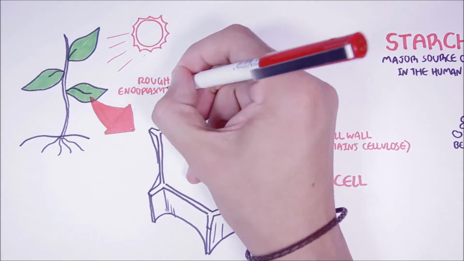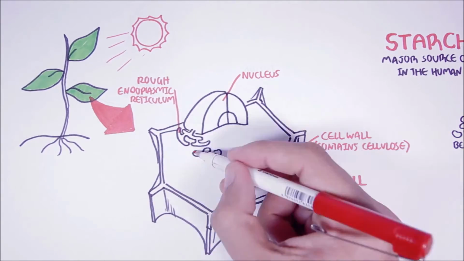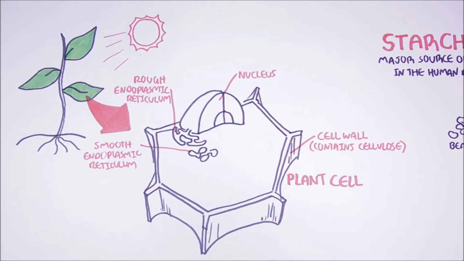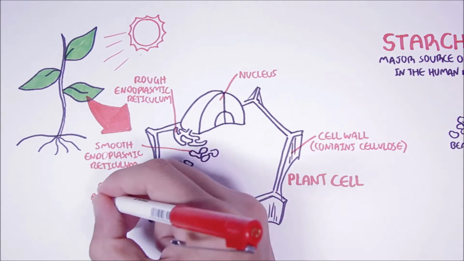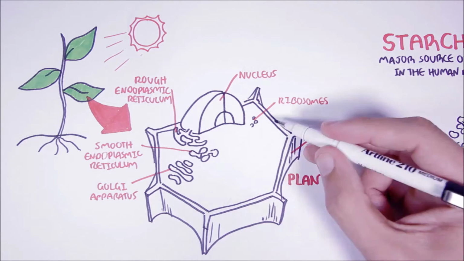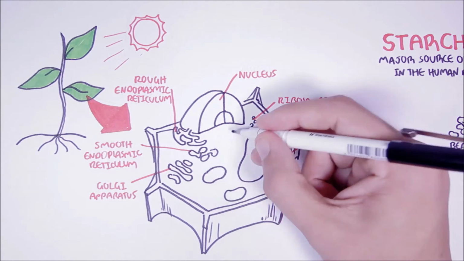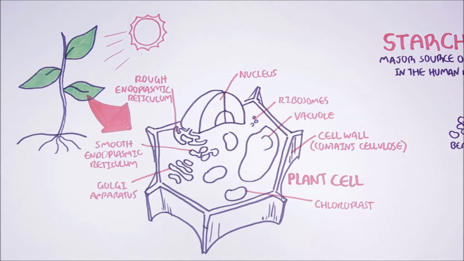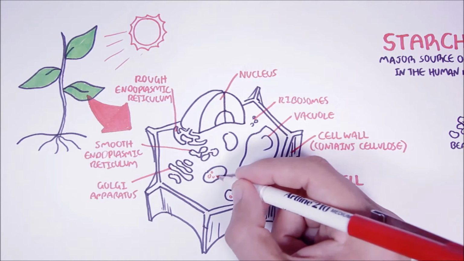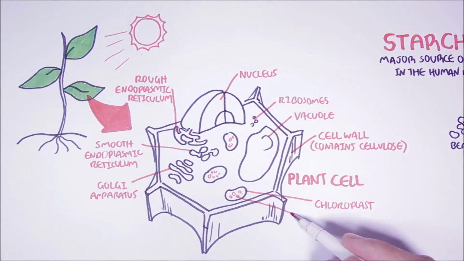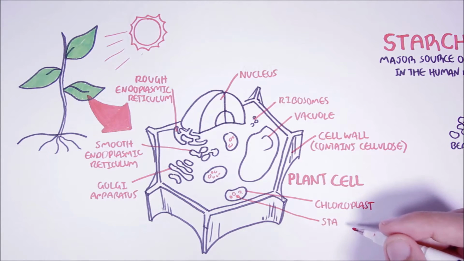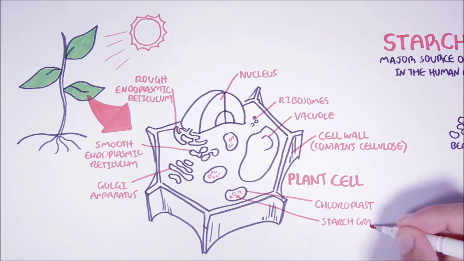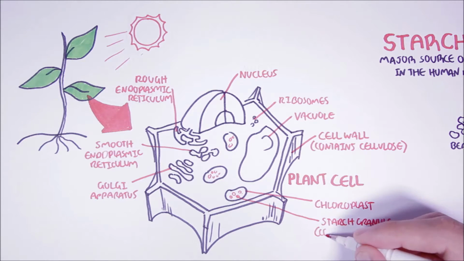Within the plant cell, we can also find the nucleus, the rough endoplasmic reticulum, the smooth endoplasmic reticulum, Golgi apparatus, ribosomes, vacuole. And here is what's known as a chloroplast, the organelle that carries out photosynthesis. And actually within the chloroplast, we can find starch granules, where starch is stored.